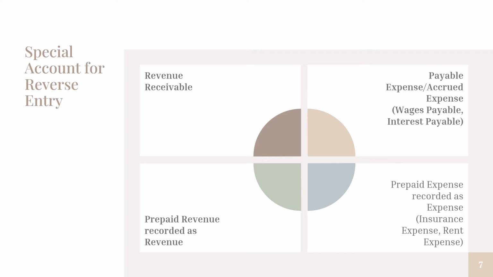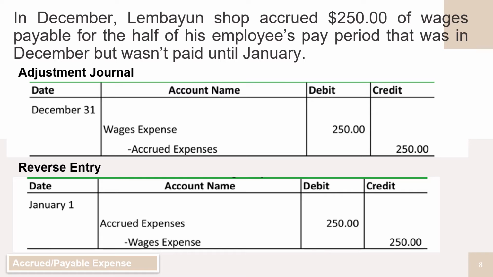If you are a little bit confused about this, let's take a look at an example. This is the example for accrued or payable expense. In December, Lembayung Shop accrued $250 of wages payable for half of its employees' pay period that was in December but wasn't paid until January. So we have to do an adjustment journal to make sure the amount recorded really happened in that month, so the financial report is actually for that period. The adjustment journal for this case is wage expense $250 at debit and accrued expense $250 at credit.